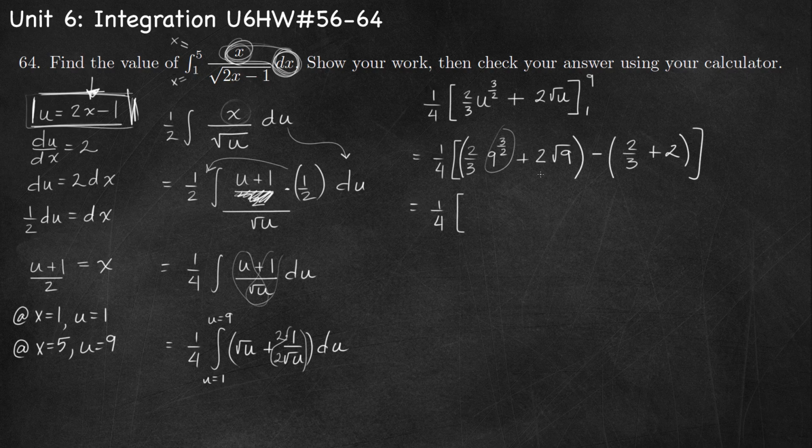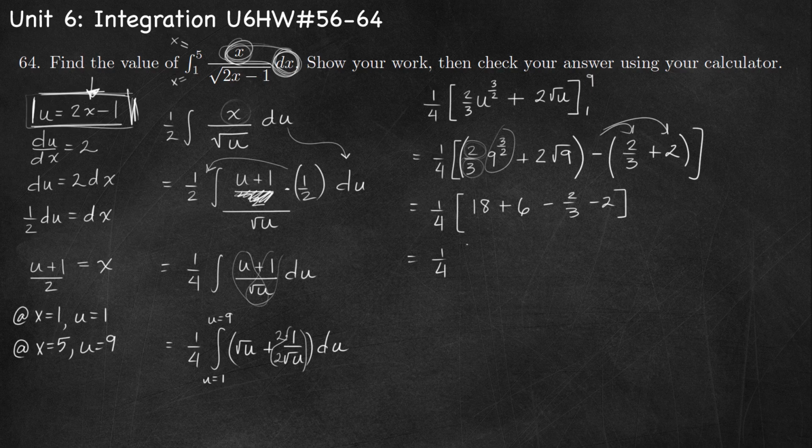Okay, 9 to the 3/2. Well, the half in the bottom tells us to take the square root. So the square root of 9 is 3. And then we have 3 cubed. 3 cubed divided by this 3 here is 3 squared, which is 9, times this 2 up here is 18. Plus 2 times the square root of 9 is 2 times 3, or 6. Minus, then we have to distribute this negative here. So minus 2/3 minus 2.